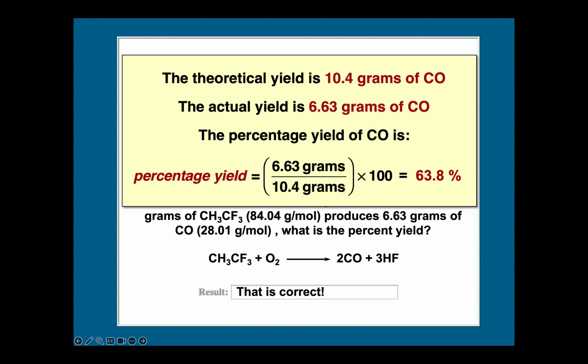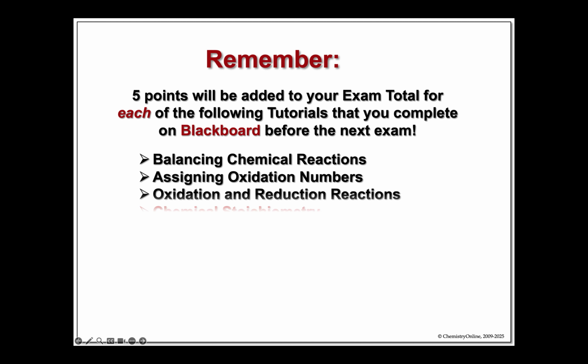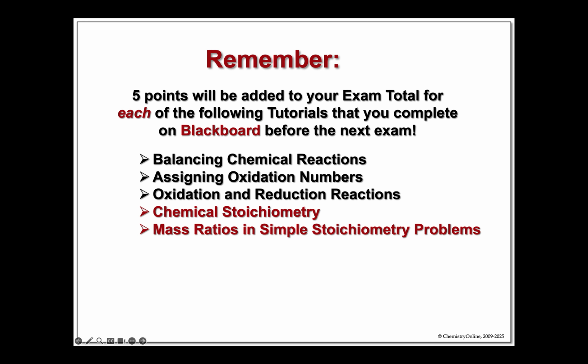Well, this was a nice short chapter for sounding so ominous. We have the following tutorials. Chemical stoichiometry is called for the first one. The second one is mass ratios. Now, this has been a long week, right? Let's just remember.